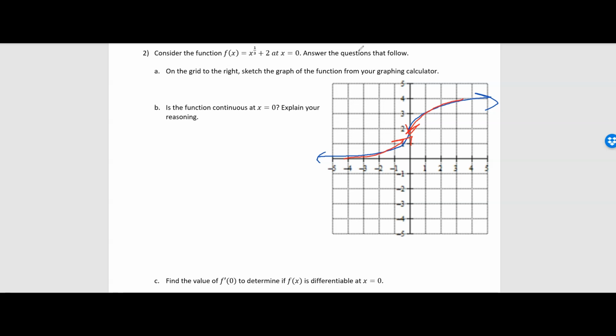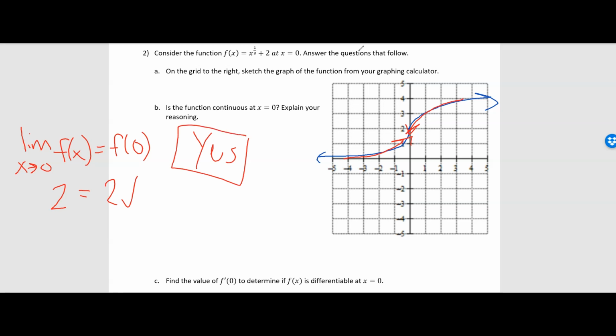The third criteria is that the value of the limit equals the value of the function. Let me just write that over here because that's a lot to say. So we need this to be true. The limit as x approaches 0 of f of x needs to be equal to f of 0. And we know that they are because we just said that the limit was equal to 2 and f of 0 was equal to 2. So our third criteria is good. The function is continuous. Okay, so the function was continuous. Let's now check its differentiability.